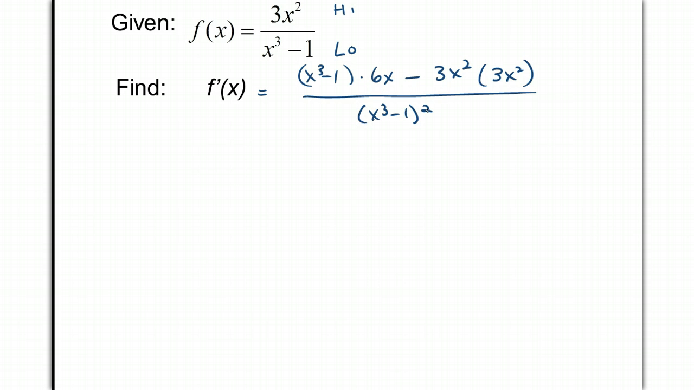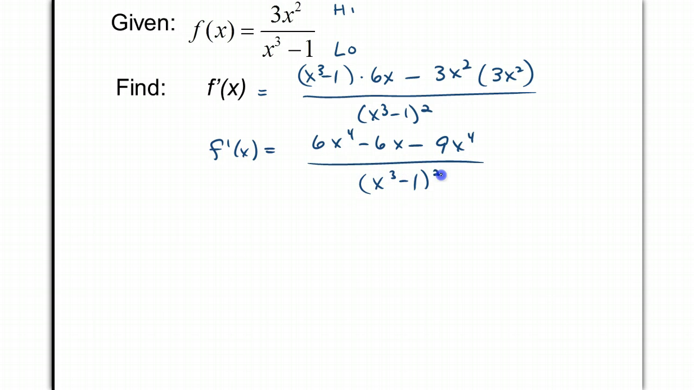Now you do not FOIL out or multiply out the denominator, but we do have to clean up the numerator. And to do that, doesn't look too hard. If I distribute, I have 6x to the fourth minus 6x minus 9x to the fourth all over x cubed minus 1 squared. We have like terms, so that's negative 3x to the fourth minus 6x all over x cubed minus 1 squared.